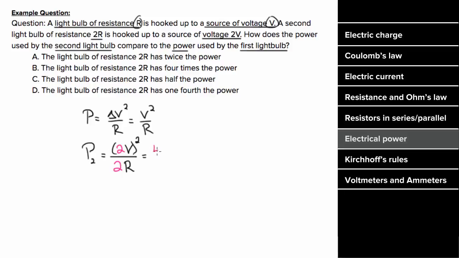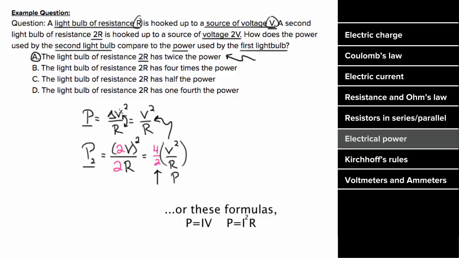So if I factor out this 4 divided by 2, I get that the power used by the second light bulb is going to be 2 times V squared over R, but V squared over R was the power used by the first light bulb. So the power used by the second light bulb is going to be 2 times the power used by the first light bulb, and so the light bulb of resistance 2R has twice the power, and that means it'll be brighter. The quantity that determines the brightness of a light bulb is the electrical power of that light bulb. It's not necessarily the resistance or the voltage, it's the combination of the two in this formula that will tell you the electrical power and therefore the brightness of the light bulb.